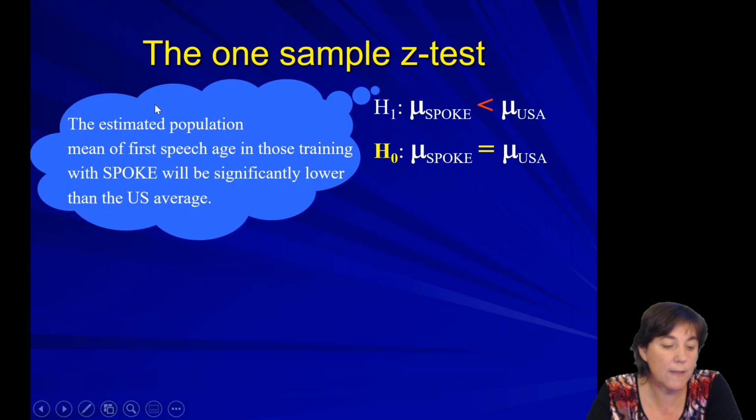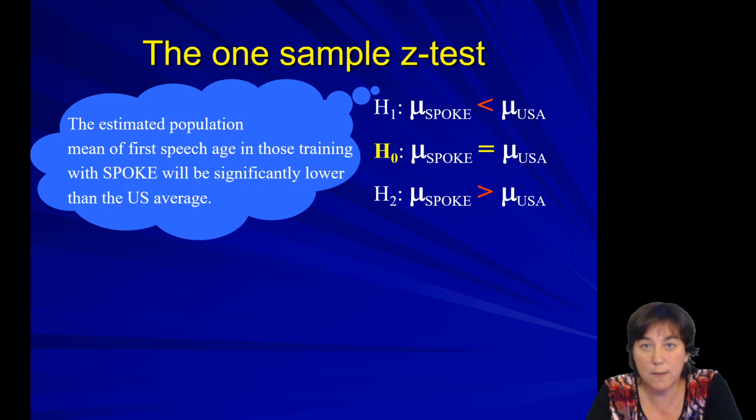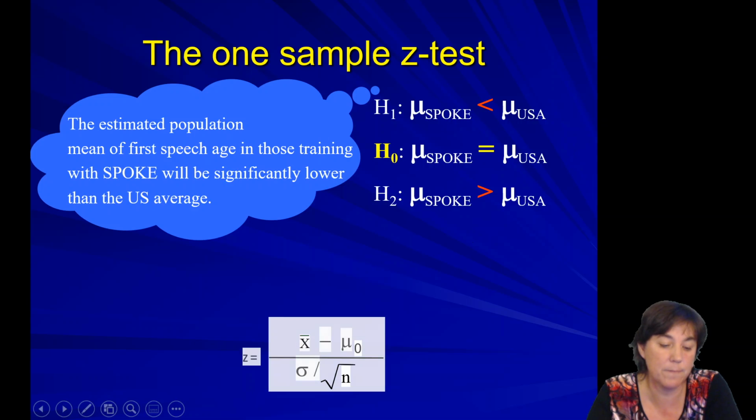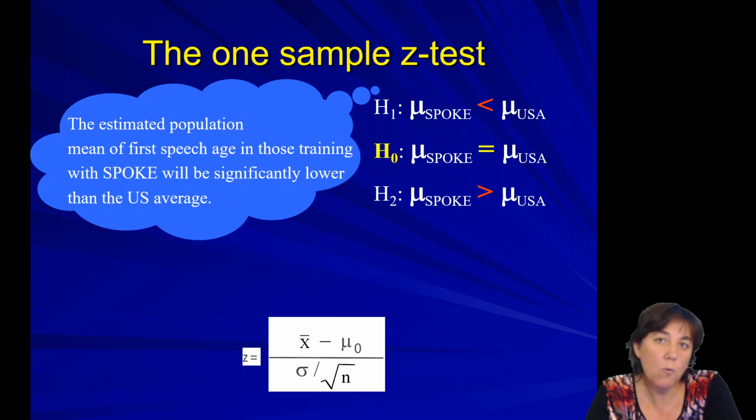We want to prove that the estimated population mean of first speech age in those actually training in spoke is significantly lower than the US average. And we should not rule out that there's another possibility, another alternative hypothesis. How will we do the test? Remember, I told you there's always a formula that should be included in the test. Let's speak a little bit about this.